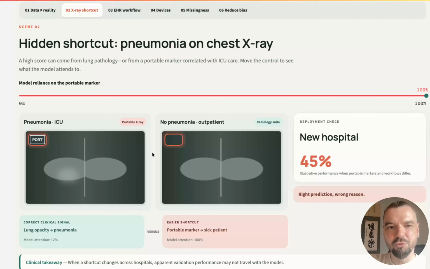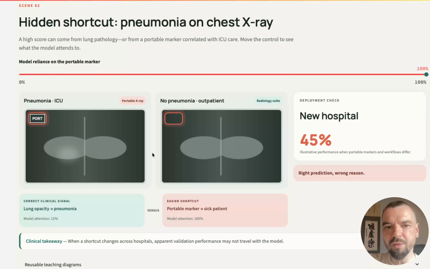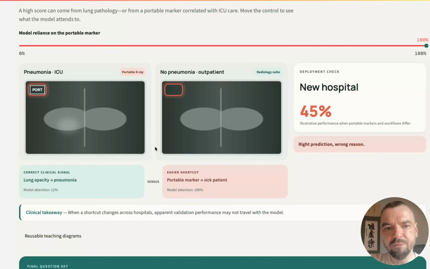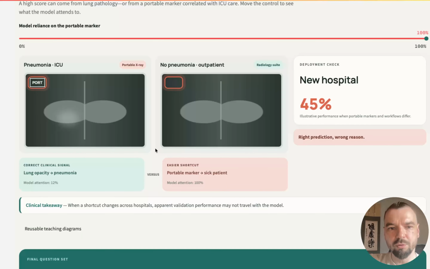So the model can train not on something that we think it should train on, like opacity, but on, for example, the resolution of the image. So it can train on different features than we expect. And this is called a shortcut.